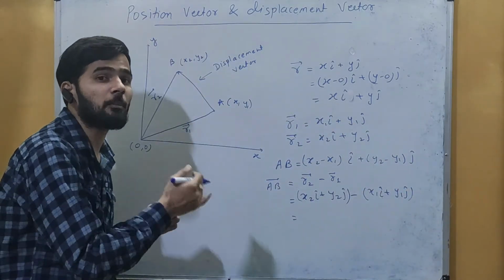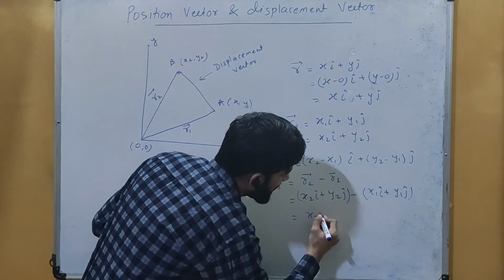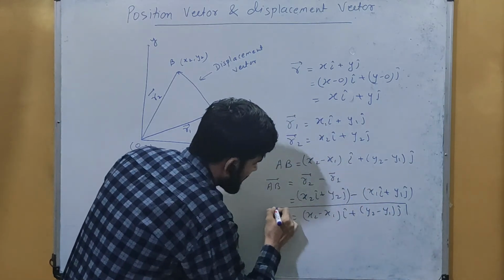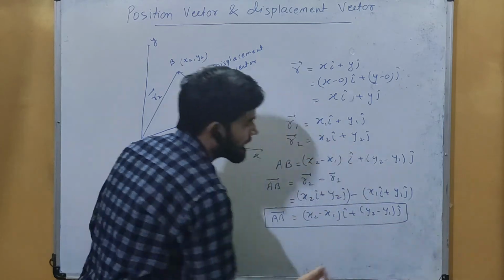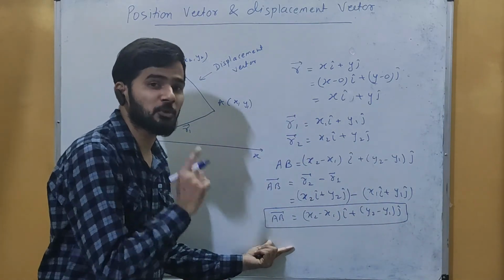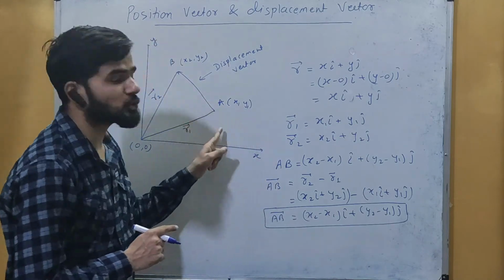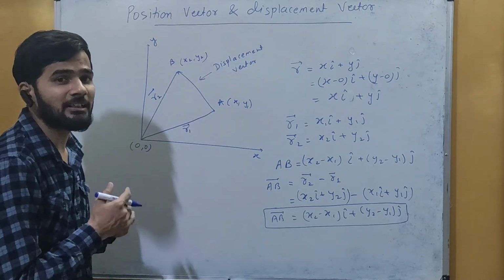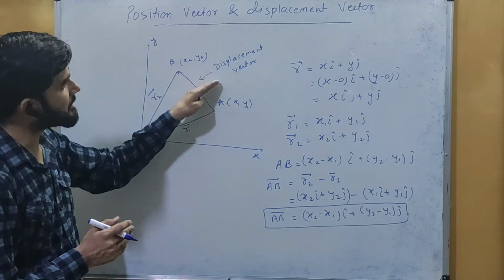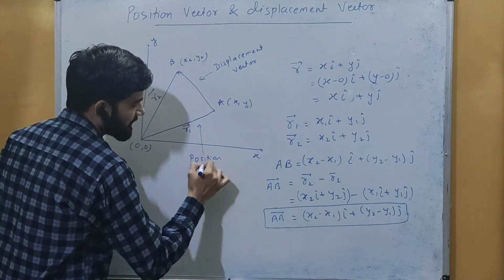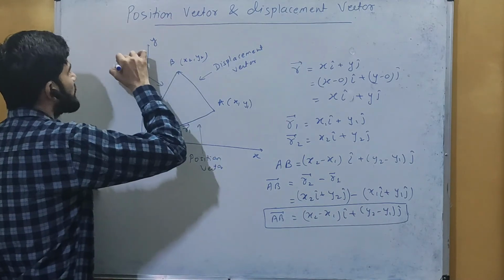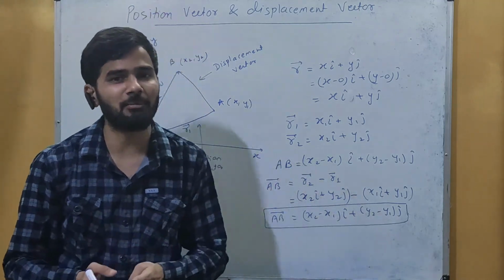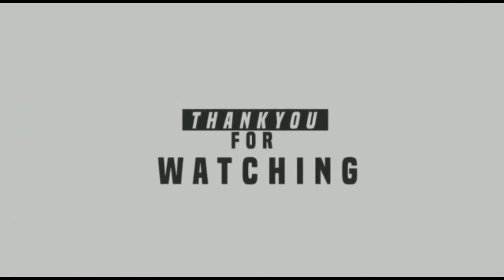Now here what we will do, we will separate the components of i cap and j cap. So I can write here x2 minus x1 i cap plus y2 minus y1 j cap. This is also the vector AB. So here you can see, by subtracting the individual position vectors we can get the displacement vector, or directly also we can get the displacement vector if we have the points for those locations, that is the coordinate points. Okay, so this is about the displacement vector. This is a position vector, and this is also a position vector. So this is all about the position vector and displacement vector.